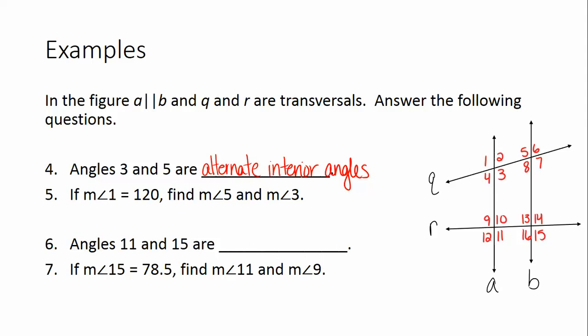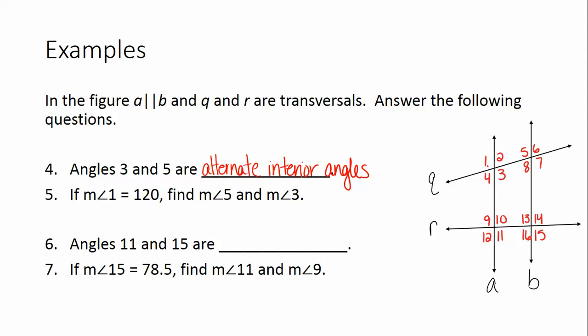Next, we're given an angle measure. Angle 1 is 120 degrees. So we need to find the measure of angle 5 and the measure of angle 3. We know from above that 5 and 3 are going to be congruent. So all we need to do is find one of them and we can find the other.